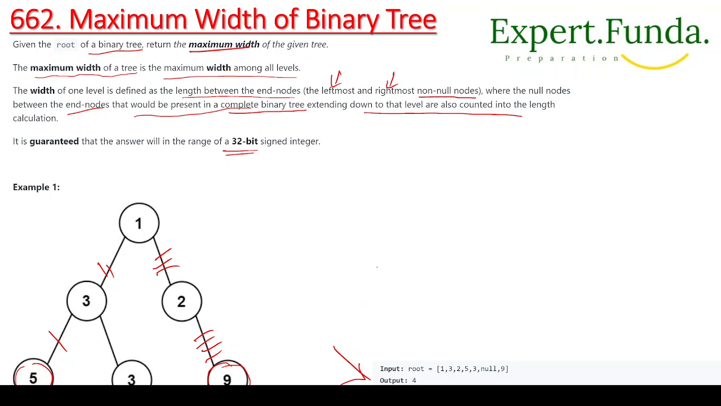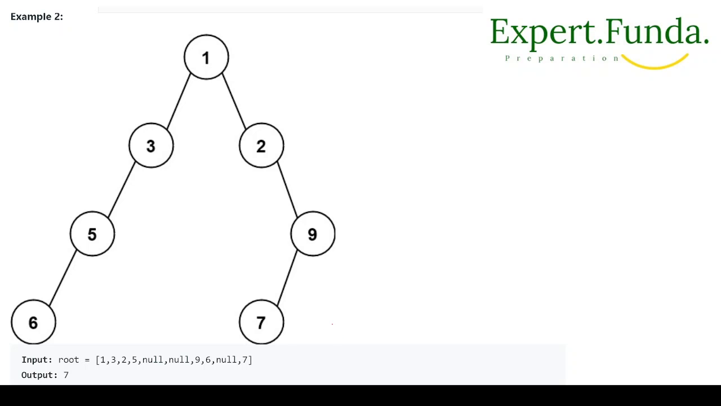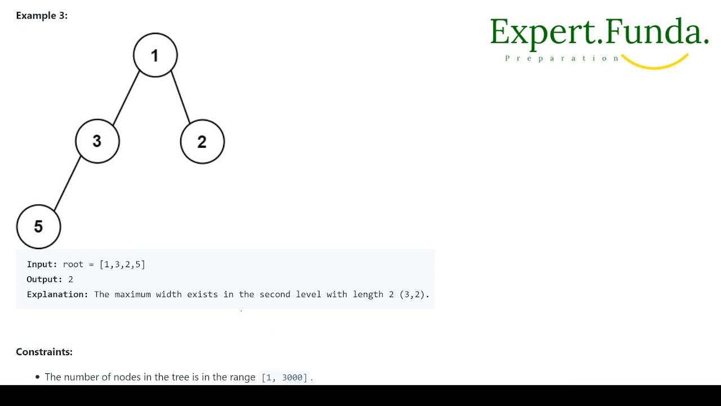Between the leftmost and the rightmost nodes, we have to find the distance. Similarly, if you convert this into a complete binary tree, it will have 7 values, and you get the length between 3 and 2. We have to consider the leftmost and rightmost nodes.